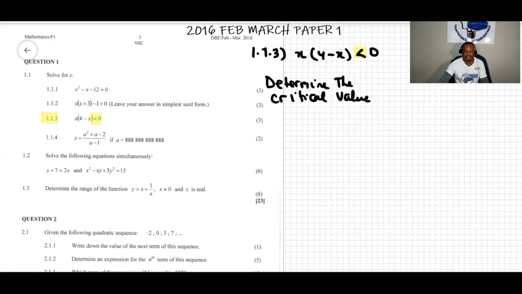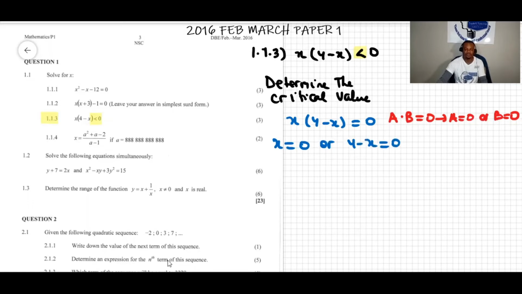In this case, we will make this inequality an equation. We change it to an equation in order to find the critical values, so we must set it equal to 0. Remember the property that says a times b equals 0 implies that a equals 0 or b equals 0. So here it means that x is equal to 0 or 4 minus x is equal to 0. If I move the x over, 4 is equal to x, or just x is equal to 4. I prefer to write x is equal to 4. So those two are critical values.